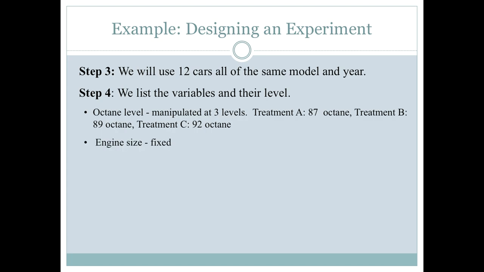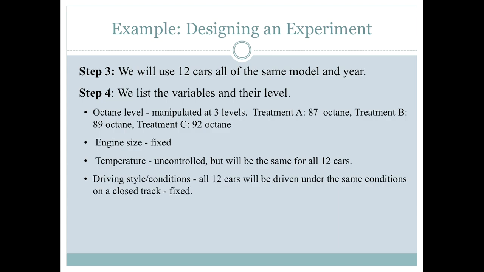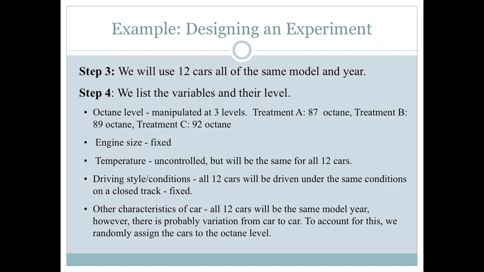Engine size is going to be fixed since we're using cars from the same model and same year. Temperature would be uncontrolled, but it should be the same for all 12 cars. Driving style and conditions. So with this, all 12 cars should be driven under the same conditions on a closed track by the same person. And since all 12 cars are the same model year, there is some possibility for variation from car to car. So in order to account for this variation that we might not be able to otherwise, we're going to randomly assign the cars to the octane level so that hopefully, since they're random, they're going to kind of even out.